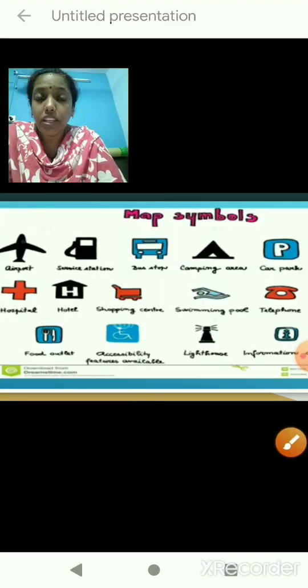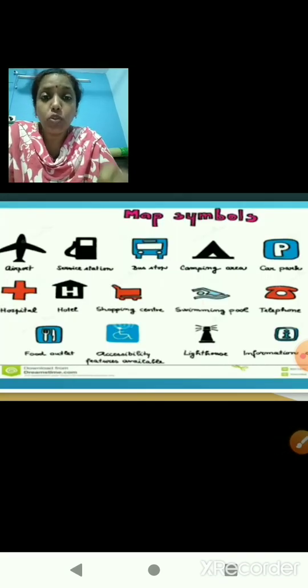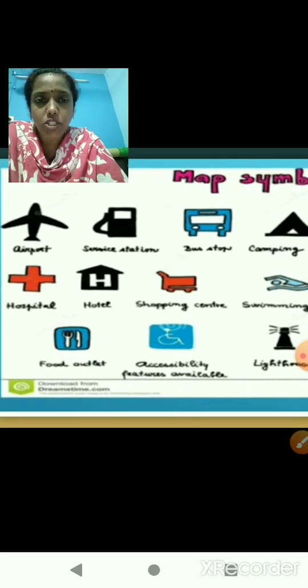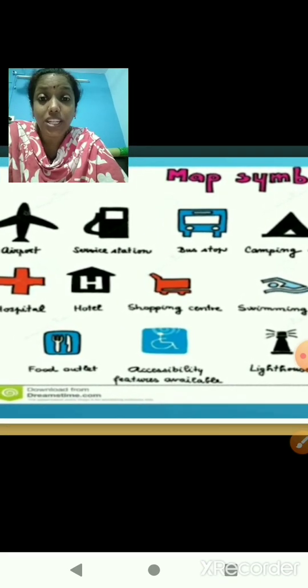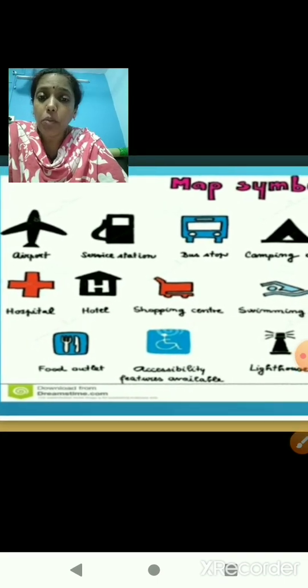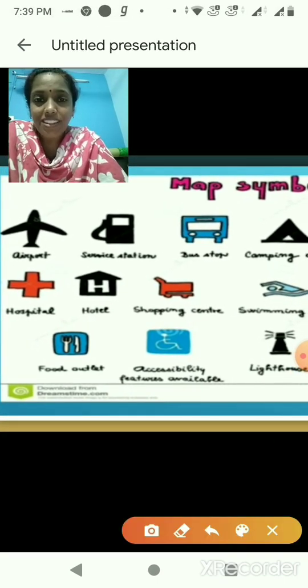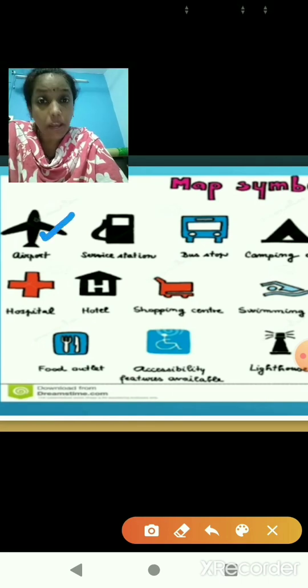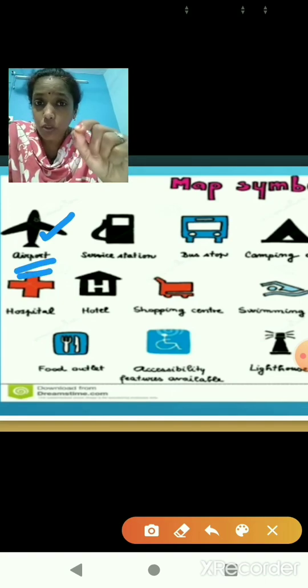Similarly, even maps have a few symbols. So here are a few symbols, children, on the screen. It is very easy for us to understand. With the help of these symbols, we understand the map in a proper way. So here I have a symbol, that is an aeroplane, and the meaning of aeroplane is airport. On the map, if the aeroplane is shown, it is the symbol which tells us that in that area an airport is located.